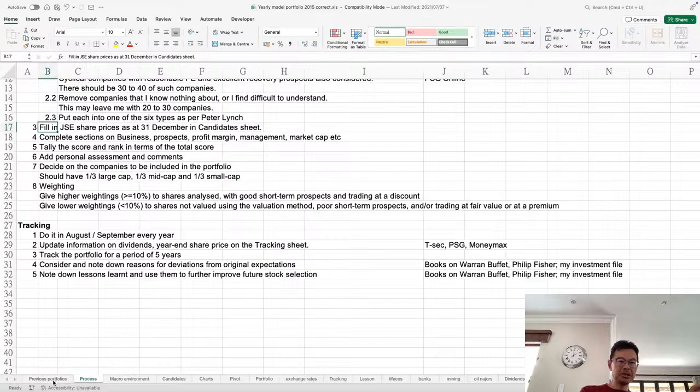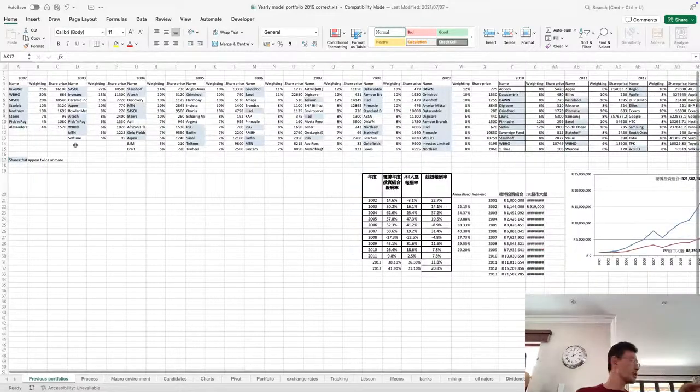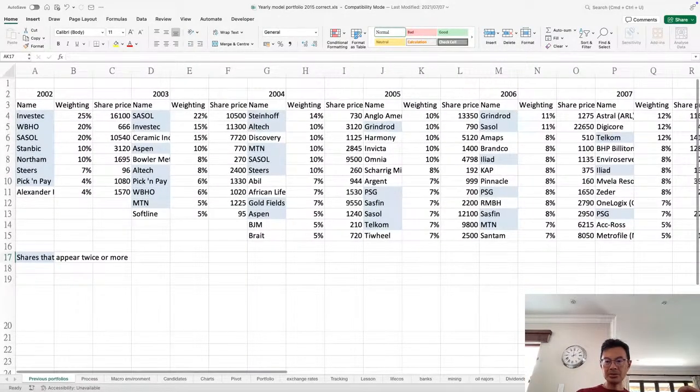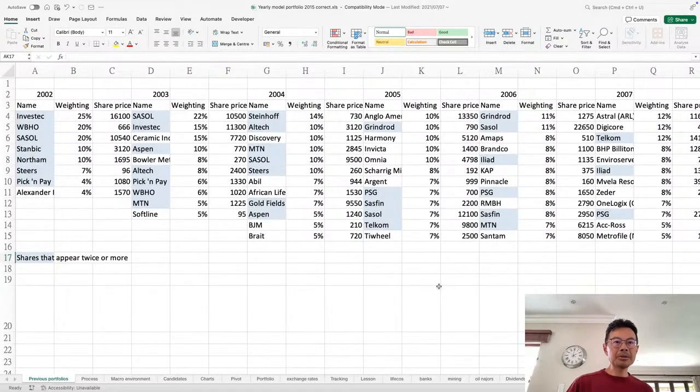So I want to show you the previous portfolios that I put together. I put these together from 2002, and this is the track record, just to show you year by year. So this is the 2002 portfolio, and then 2003 and 2004. In 2002, I had 8 shares in the portfolio, and you could see at that time some shares had quite high weighting, like 20%.